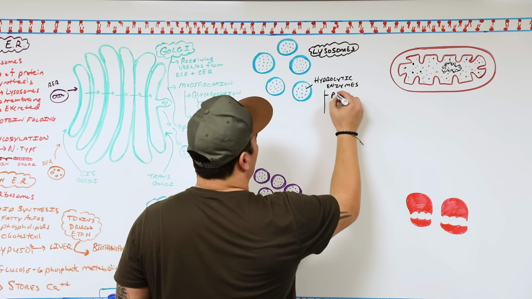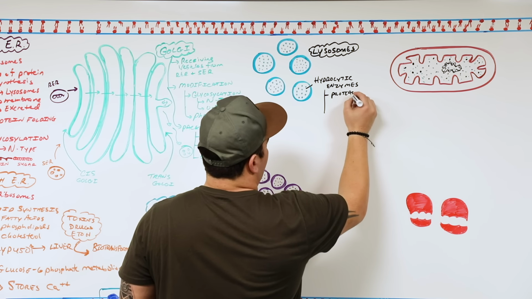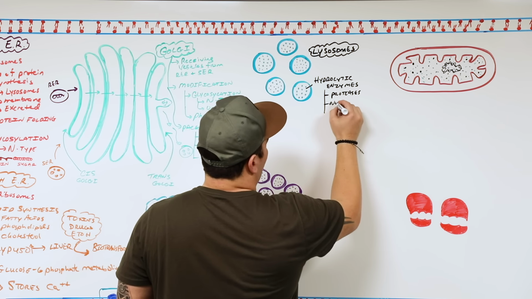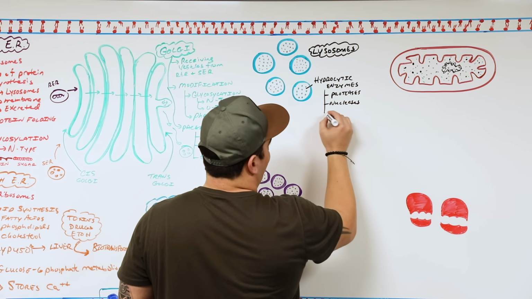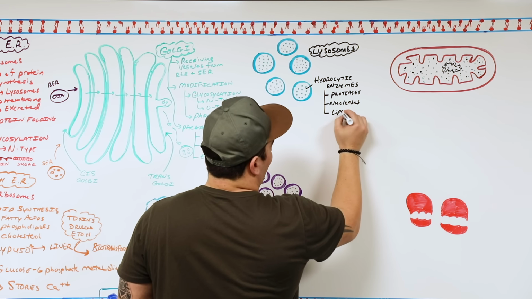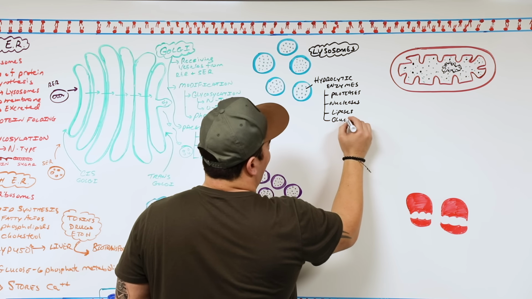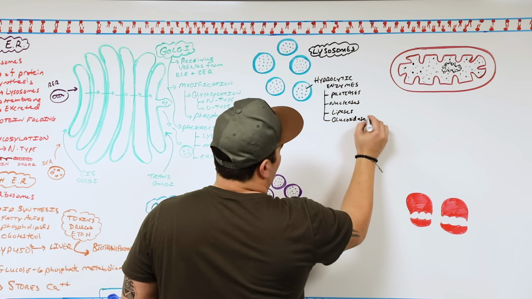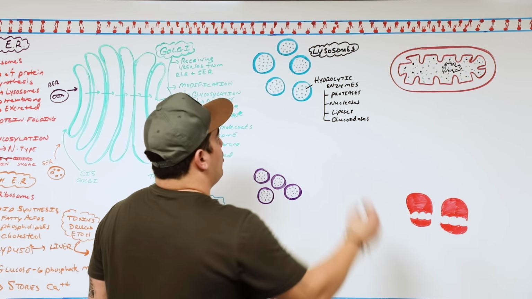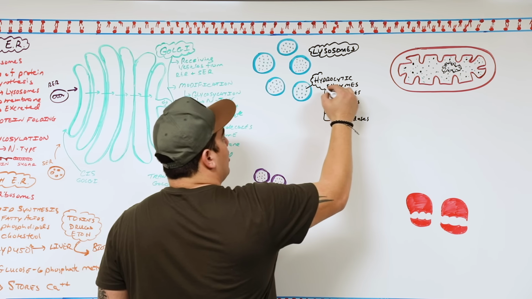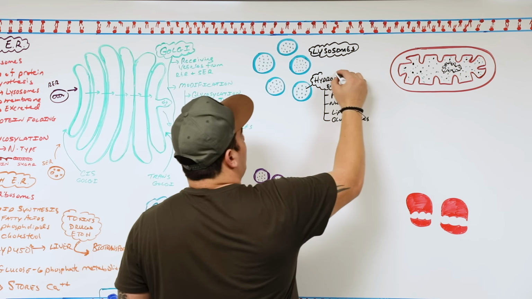And really the simplest way of describing these hydrolytic enzymes is that you have different types. You have proteases, which break down proteins. You have nucleases, which break down nucleic acids. You have lipases, which break down lipids. And you have glucosidases, which break down carbohydrates. So all of these hydrolytic enzymes are located within these little organelles.